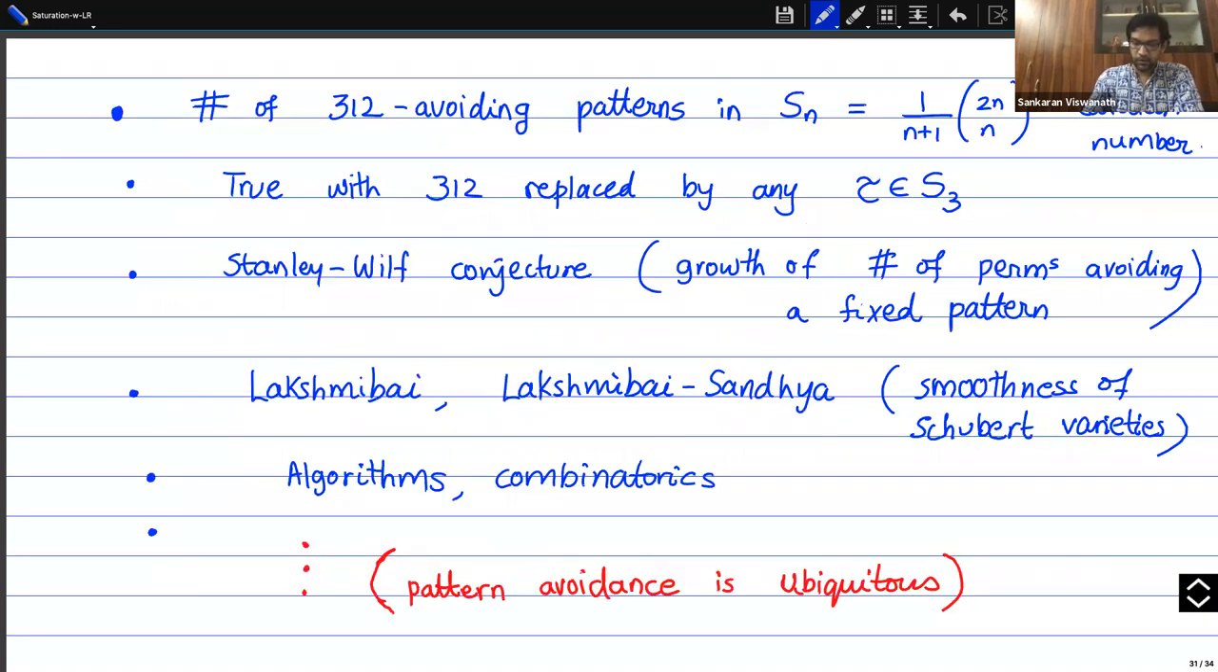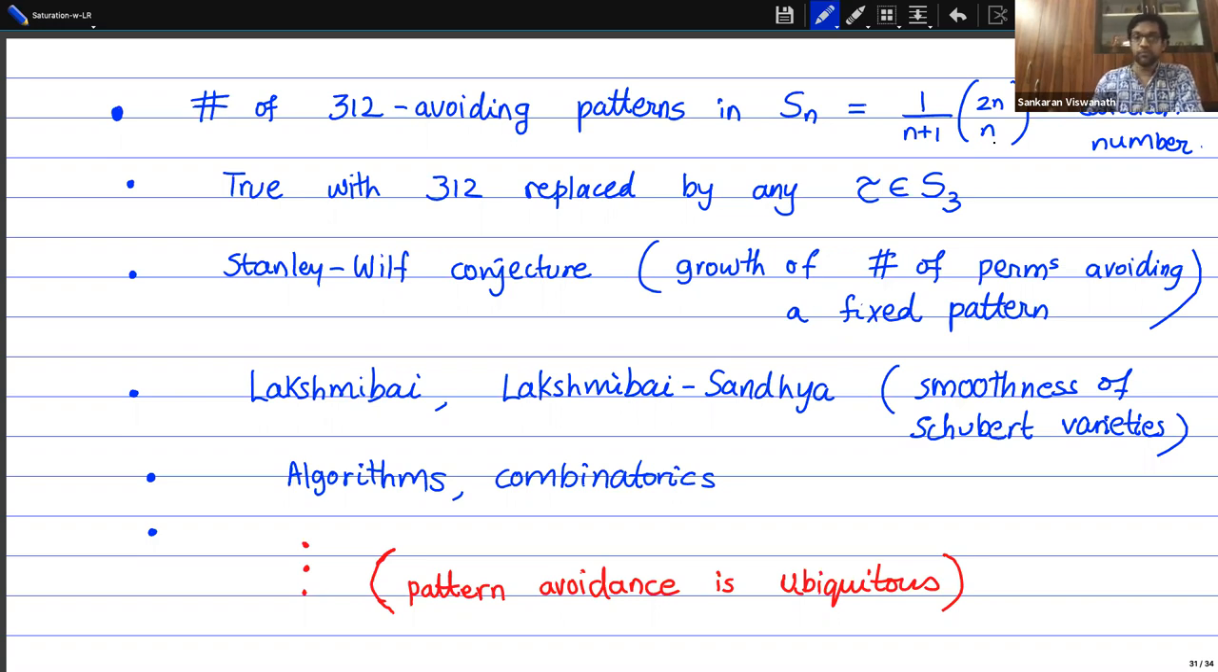And let me close, this is my last slide, by saying that pattern avoidance is a very, very rich field with some hundreds of papers in various contexts. For example, from a combinatorial counting perspective, the number of 3-1-2 avoiding permutations is the Catalan number. The same is true for 2-3-1. In fact, for all the six permutations in S3, the number is always the Catalan number. Then there are other results like the Stanley-Wilf conjecture, which tell you how the number of permutations which avoid a fixed pattern grows with n.